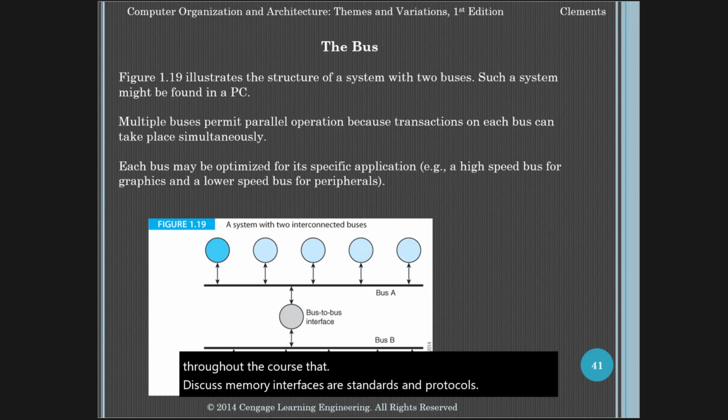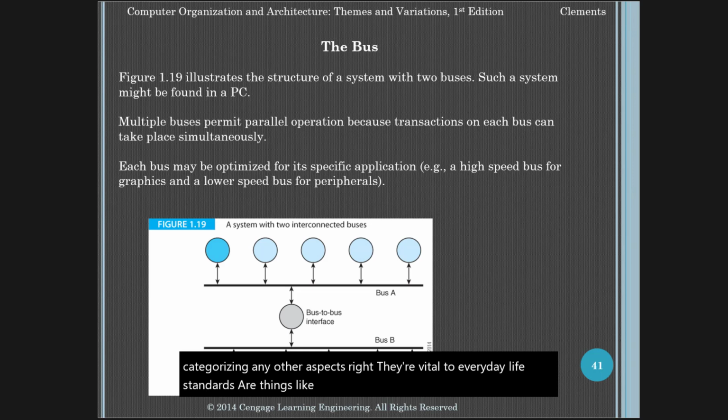A standard is an agreed upon way of designing a system, specifying it, or categorizing any other aspects, right? They're vital to everyday life. Standards are things like power sockets, right? Plugs must conform to agreed standards in order to allow us to take electrical equipment from one place to another. You might realize if you leave the country, they have different electrical standards, so maybe your things don't plug in.